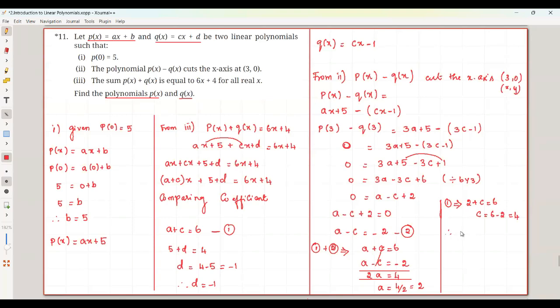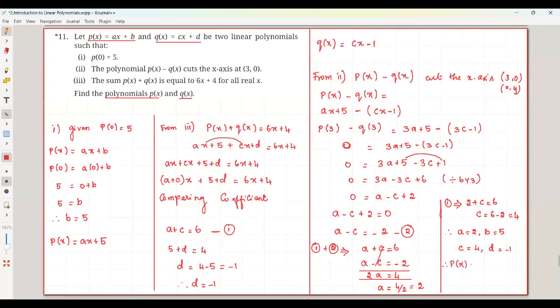Therefore, we can write everything. A value is equal to 2, B value we got as 5, C value 4 and D value we got as -1. Therefore, we can write the polynomial. Wherever A, B, C, D are substituted, we will get the polynomials P of X and Q of X.